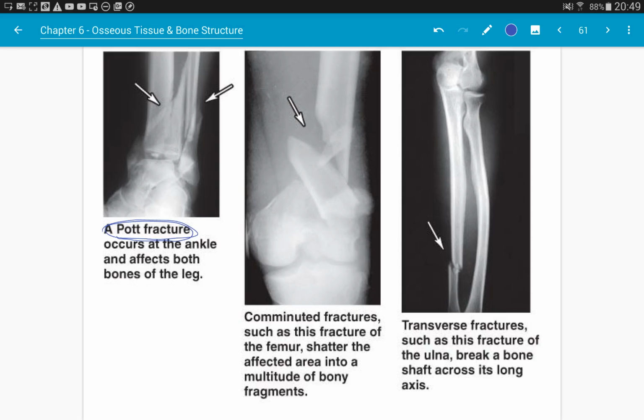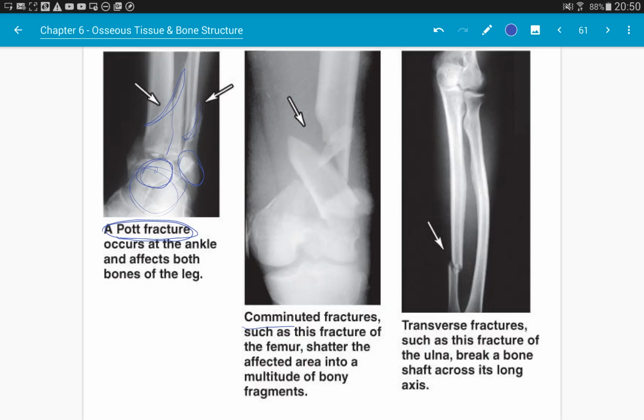So first of all, a Pott fracture is happening at the ankle. So these are our tarsal bones right here. Actually, this is the talus. This is our lateral malleolus of the fibula. Over here is our tibia. You can see the break here of the tibia and the break here of the fibula. So a Pott fracture is an ankle fracture and affects both bones, as you can see in that picture.